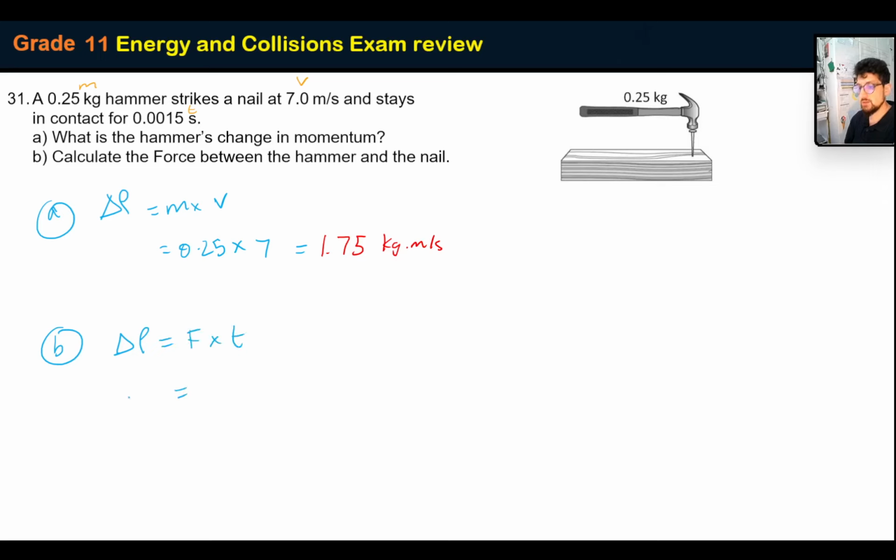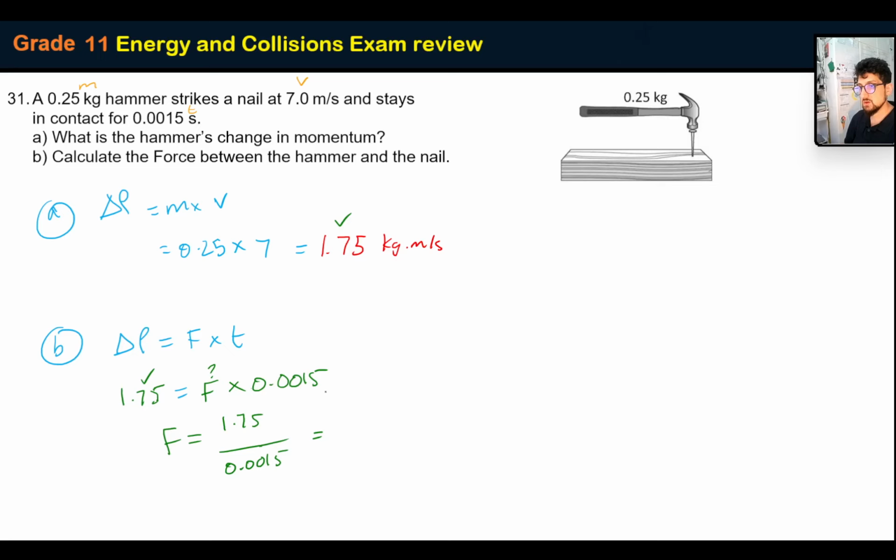and I have everything. I have 1.75. I got that because I worked it out from before. And I've got the force because, no, I don't have the force. That's what I'm trying to find out. But I do have the time, because the question tells me the time. And so force is going to equal 1.75 all over 0.0015. And the force is going to be quite big.